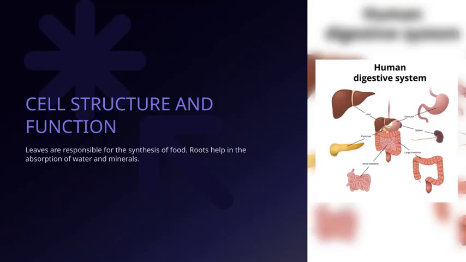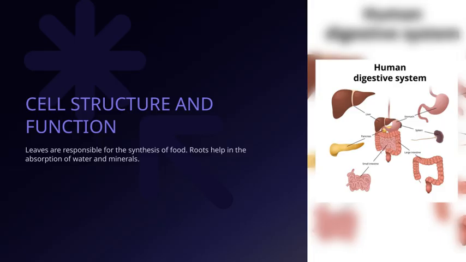Let's take a closer look at cell structure and function in plants. Leaves are primarily responsible for the synthesis of food through the process of photosynthesis. This is where the plant converts sunlight, carbon dioxide, and water into glucose and oxygen. It's a vital part of how plants produce the energy they need to grow and thrive.